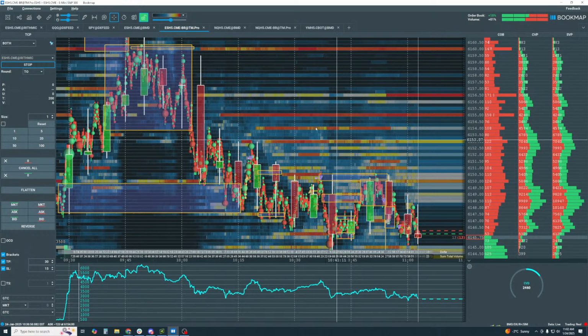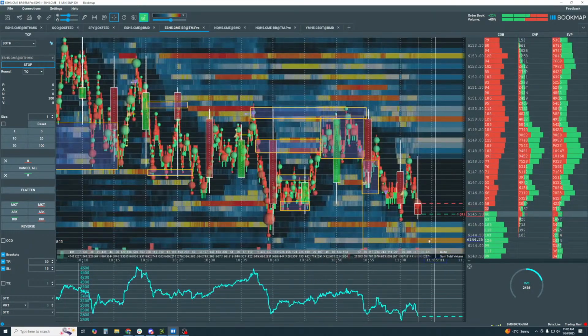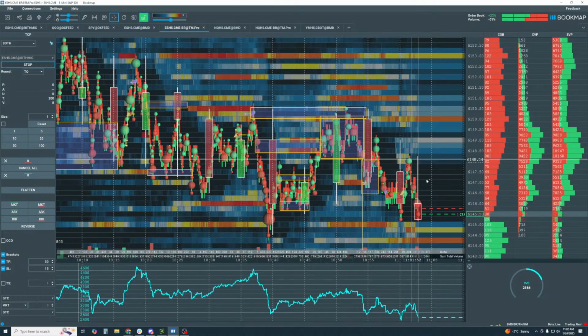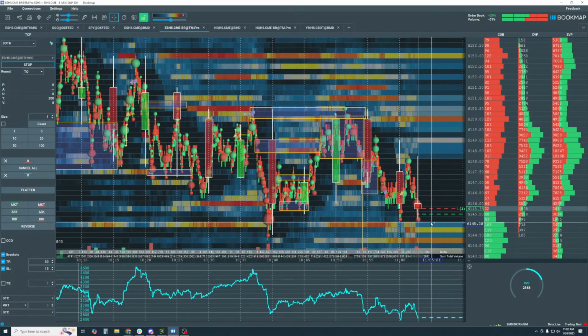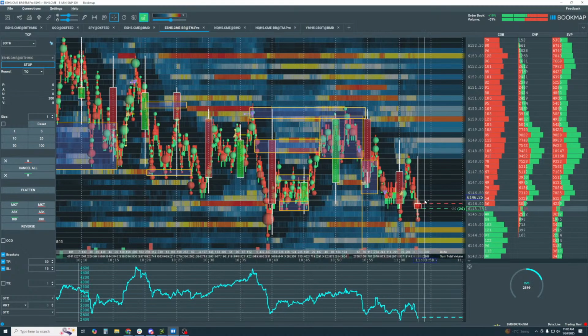Right. Here's again more selling down here, a lower high in here. So yeah, I'm looking for it to break, but I'm gonna stay away from this one here.